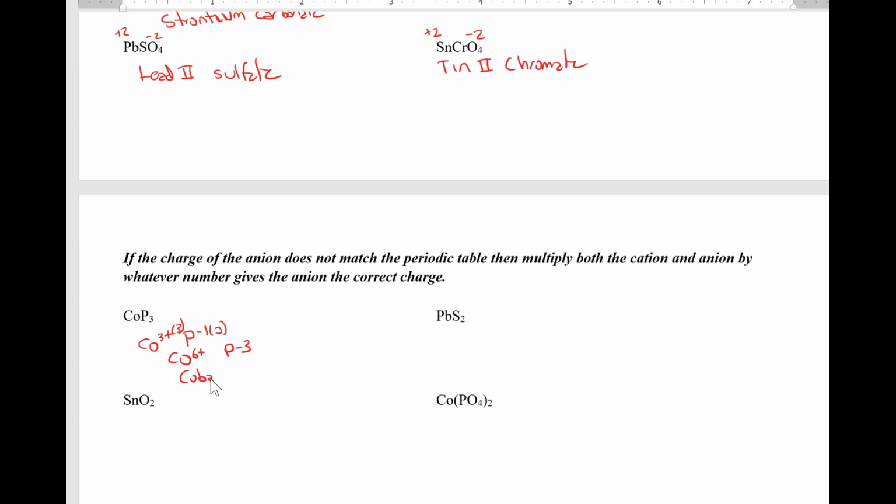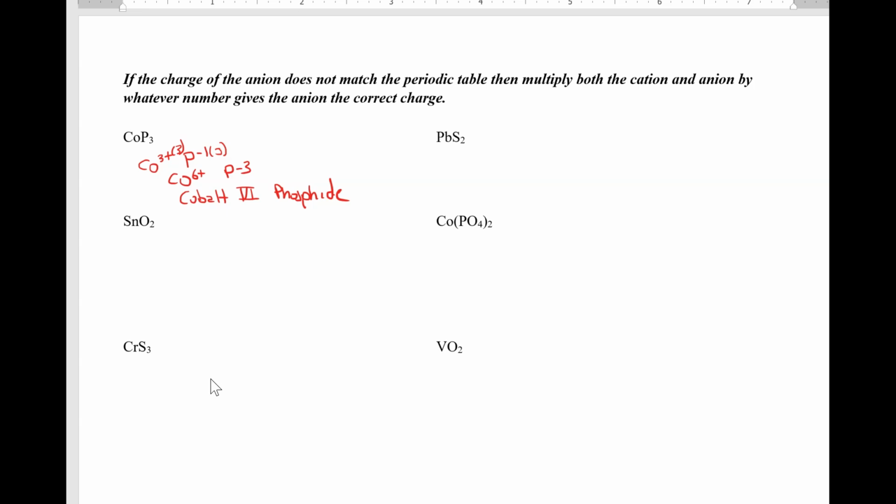This becomes cobalt(6) phosphide. So these are the hardest questions, really, is when you have to sit there and do this little extra stuff. But there's no way around it. Okay, here I'm crisscrossing again. Pb positive 2, S negative 1. We know it's not correct. S should be negative 2, so we're going to multiply both by 2. We get lead positive 4, S negative 2. This becomes lead(4) sulfide.